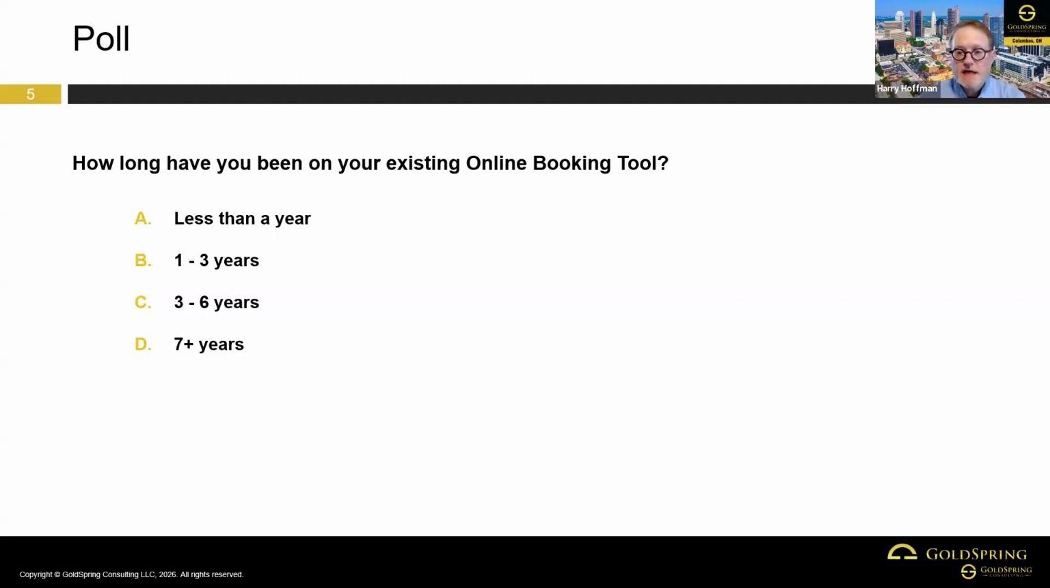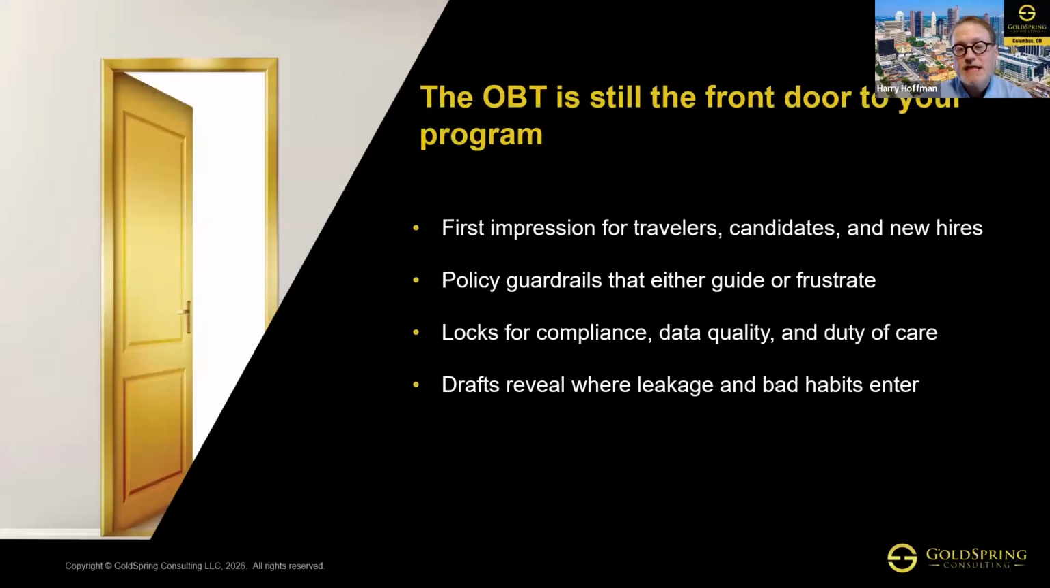Perfect. So what we're seeing here is over 80% have had their tool 3 to 6 years or even 7 or greater. More than half have been on their tool 7 or greater. That really brings up a good point. What we're seeing with OBTs is oftentimes it's set it and forget it. Companies will procure an OBT and have it in place, and over time they'll put in a lot of patches, but they won't really look under the hood holistically like they did when they implemented it for quite a while. So that's a really good point there. It's really good to see. And so that really builds into why do an OBT audit.